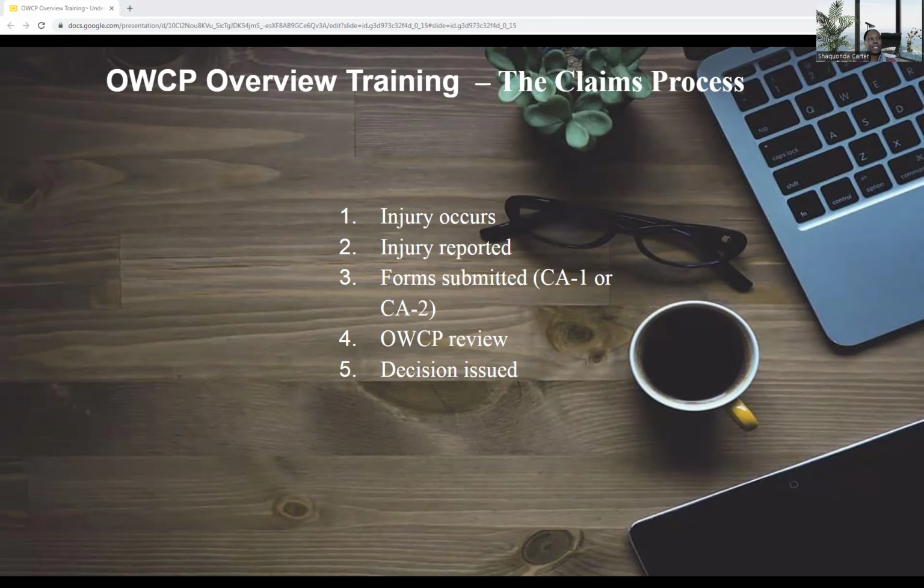All right, so the claim process. This is the basic flow of a claim from start to finish. The first thing is that the injury occurs. Secondly, you're going to want to report that injury to your supervisor. And also the forms that are submitted are the CA1 or the CA2. We just went over those examples. And OWCP will review it, and then once OWCP reviews that claim, a decision is issued.